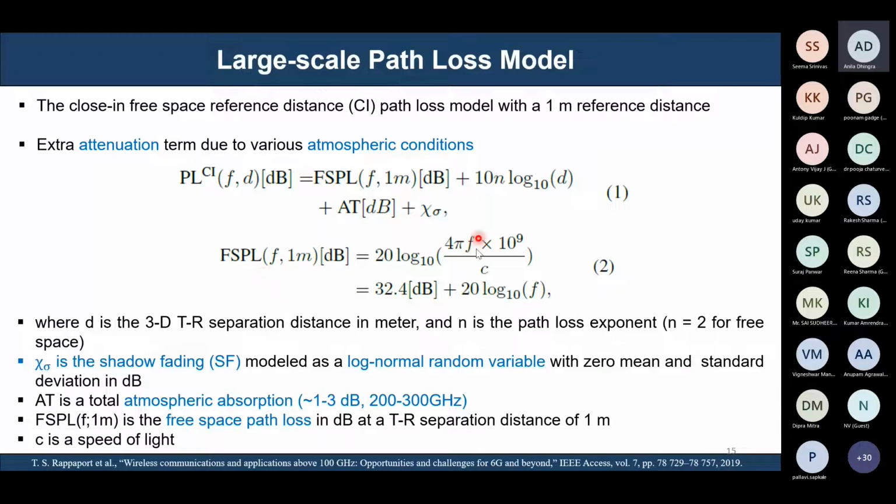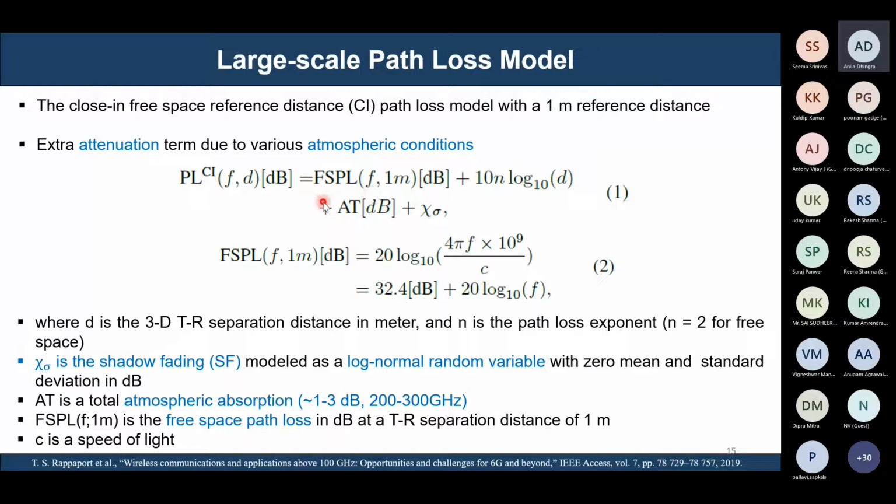Here you can see this is my frequency component. When I increase my frequencies, let's say 4G to 5G or 5G to 6G or even beyond, this free space path loss component is going very high. This is becoming a very serious challenge. Apart from that, we will have the atmospheric absorption.